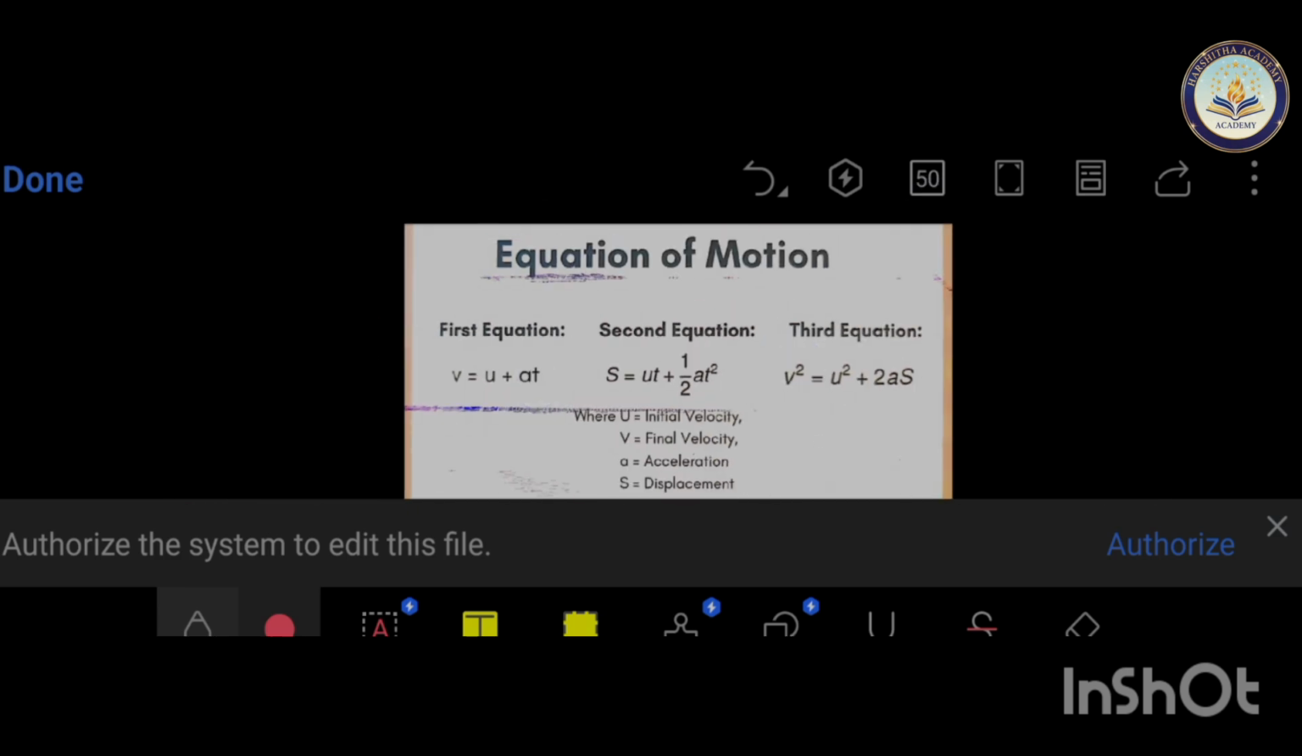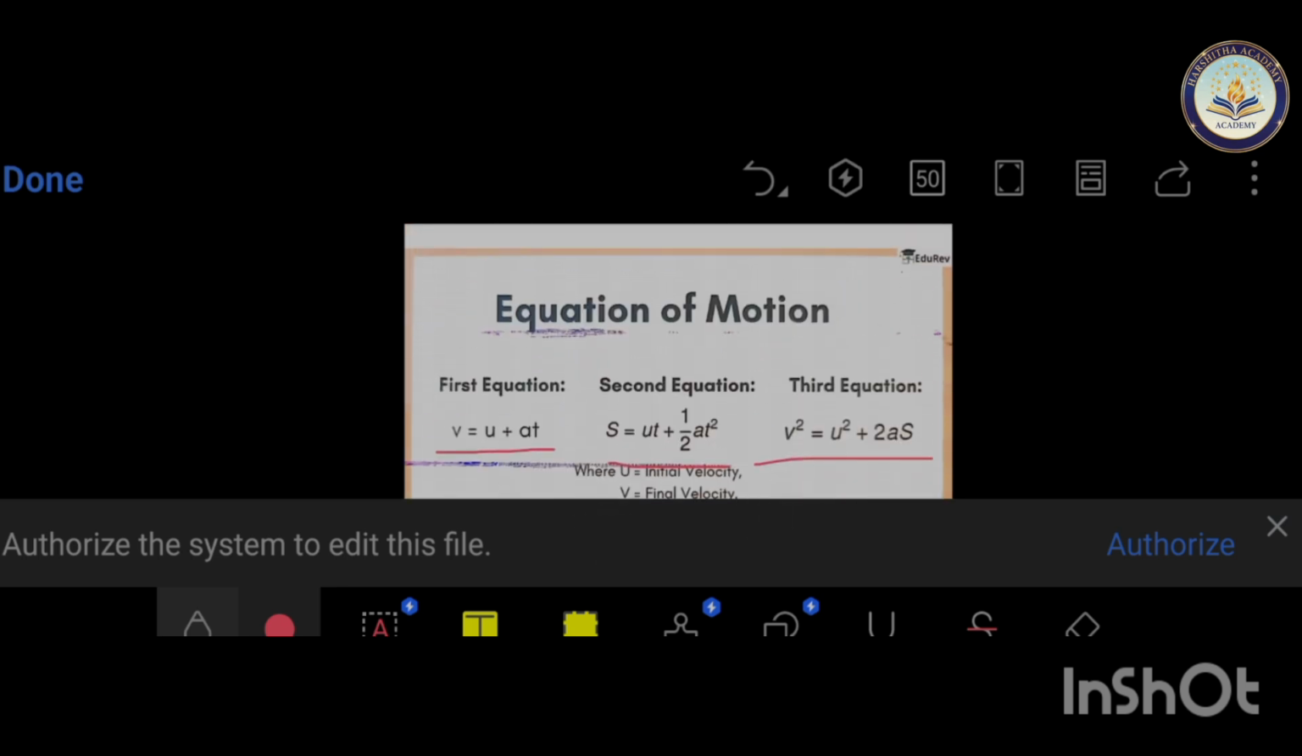So these are the motions and equations of motion. There are 3 equations of motion: v equals u plus at, s equals ut plus 1 by 2 at square, and v square equals u square plus 2as. The derivation of these equations is important, guys.